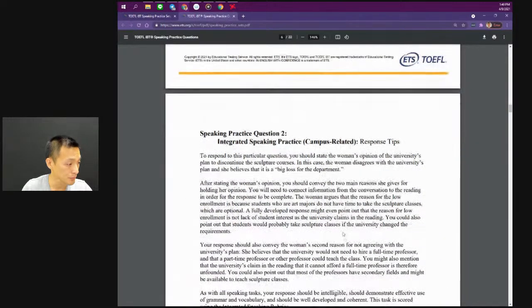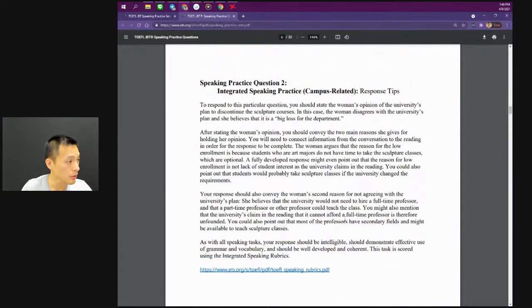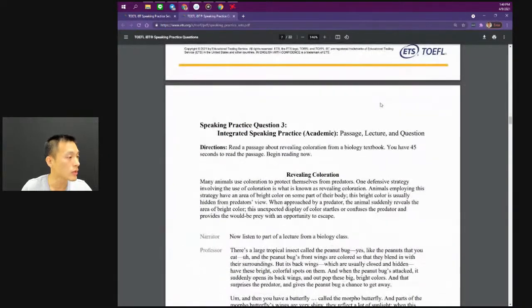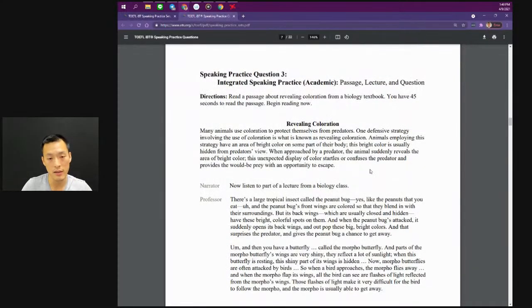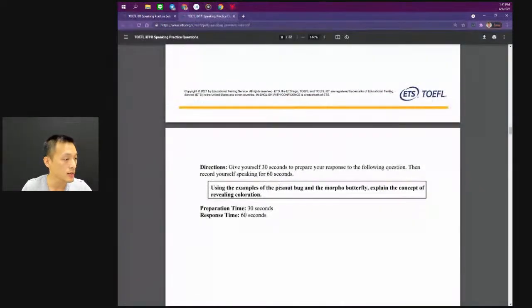Here's another example. So it will give you, oh, this is the tips. Okay, never mind. Here's another example, right? So many animals use coloration to protect themselves from predators, and so on. And then it will ask you about the example of the peanut bug and morpho butterfly, explain the concept of revealing coloration, and so on. Okay, so note that the information that you need to answer this question comes from the article itself, right? So this is an example of an integrated speaking task, right?